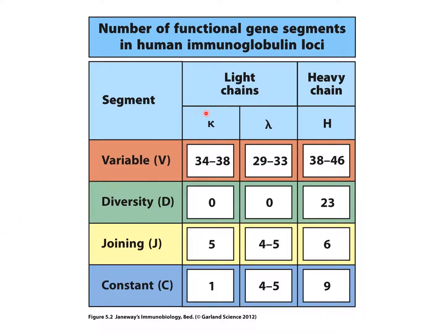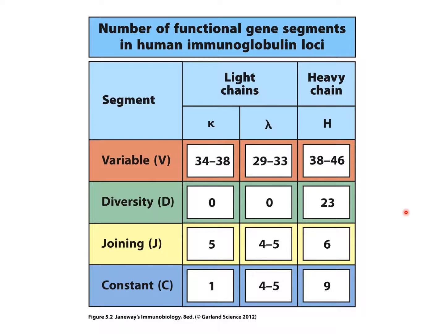Well, it turns out kappa light chains, the variable regions, has 34 to 38 versions. Each version is going to be slightly different. Lambda variable, 29 to 33. So they're pretty close in numbers, but there is some discrepancy there. The heavy chain, quite a bit more, 38 to 46. Since D is only in heavy chain, it's not in the light chain, there's no loci here for kappa or lambda, but there's 23 variants in the heavy chain genes.